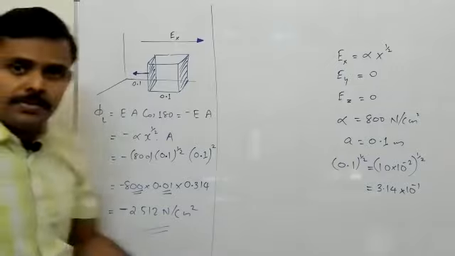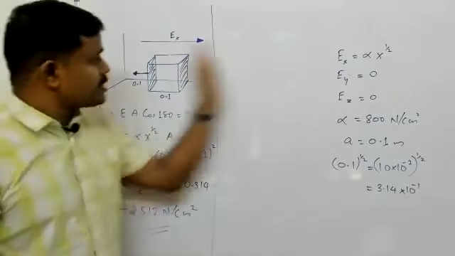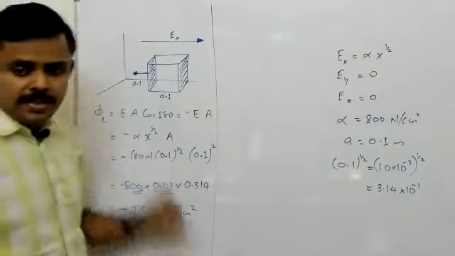This flux is negative. Why? Because field is towards right and I'm looking at the left surface. Did you understand this much?